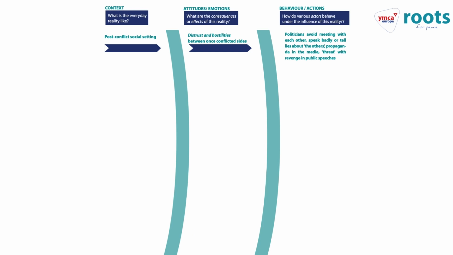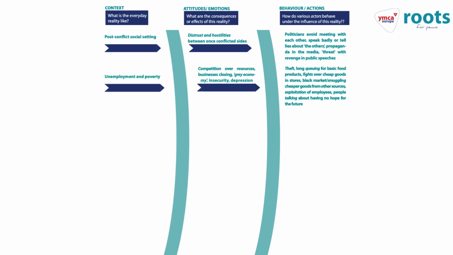When the context involves a post-conflict social setting, the distrust and hostilities between once conflicted sides are observable in people's emotions and attitudes as the consequences or effects of this reality. As for behavior or actions, during this stage politicians avoid meeting with each other, speak badly or tell lies about the others, use propaganda in the media, and make threats of revenge in public speeches.